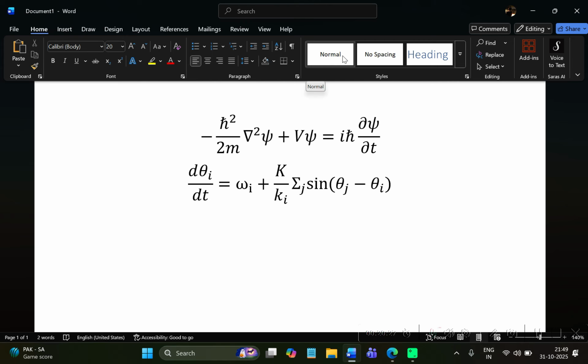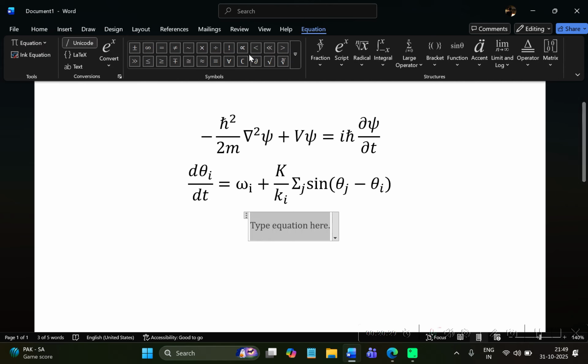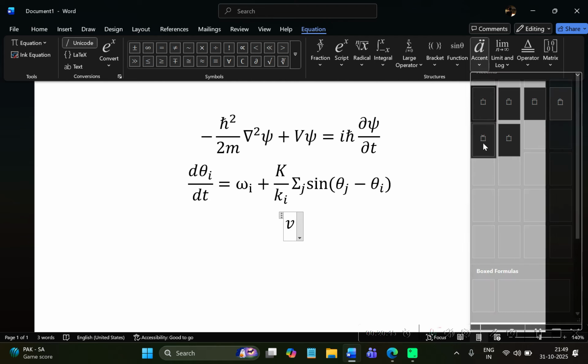Okay, what else? Any other complex equation you want to type? First is vector. This is very important. If you want to type x vector, or let's say v vector for velocity, you always have this accent option, and there is an arrow on the top. I'm pretty sure it's somewhere here.